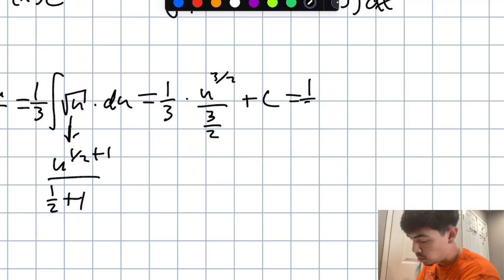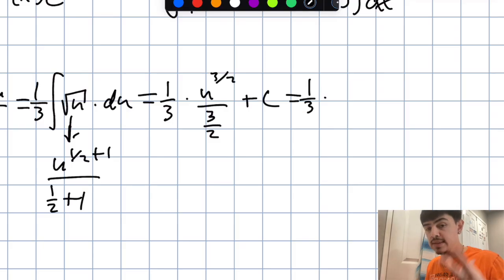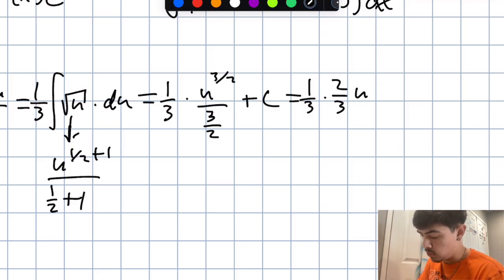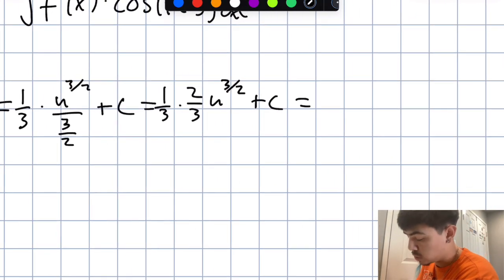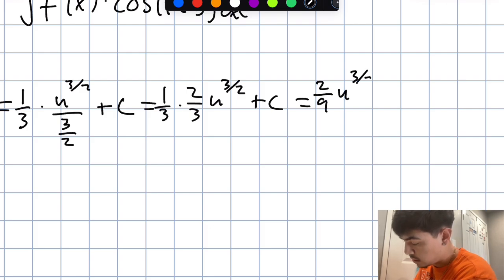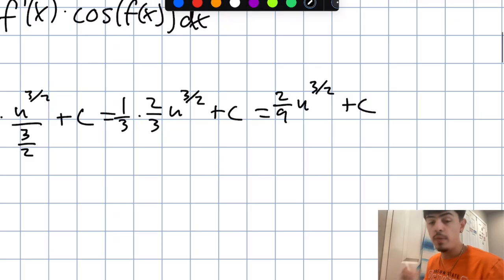So we have this 1/3. We're going to multiply it by the reciprocal of 3/2, and the reciprocal of that is 2 over 3. And we still have the u to the 3/2 plus c. We're almost done now. So now let's just go ahead and multiply those together. So we have 2 over 9 u to the 3/2 plus c. We're basically done, right? We have the integral. We found the antiderivative. We have attached our plus c.